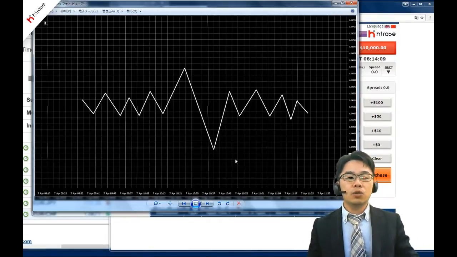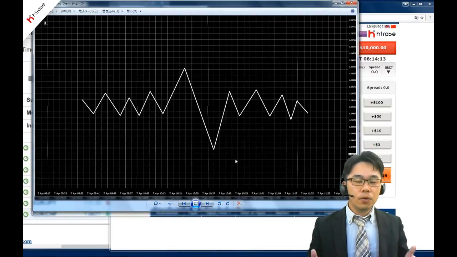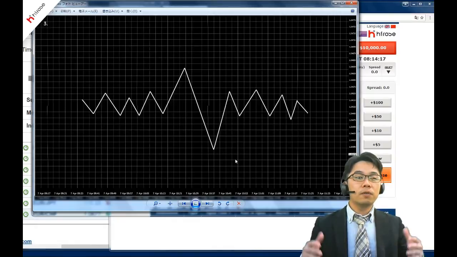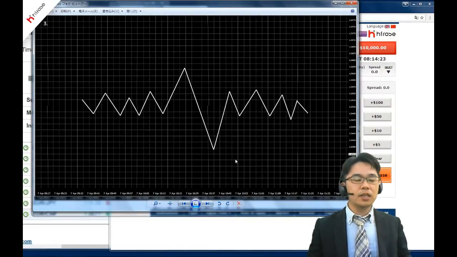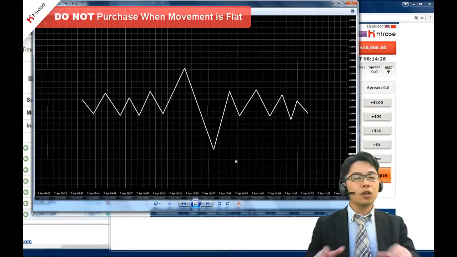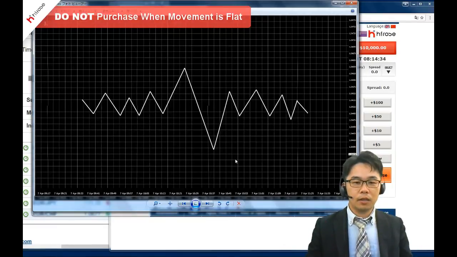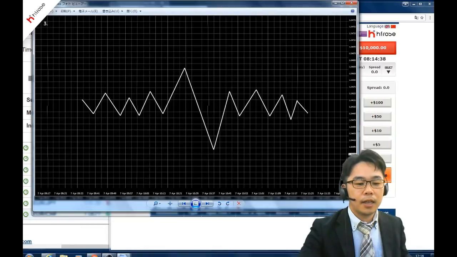So I want to move on to the next point, which is when to make a purchase. But in order for you to understand when to make a purchase, first of all, let's talk about when not to make a purchase. The first point is flat. When the market is moving flat, don't waste your money by purchasing an option. Just let it go, forget it, and wait for the next right moment.